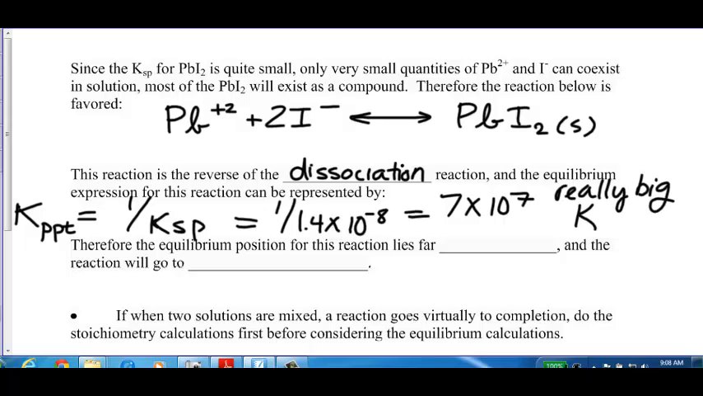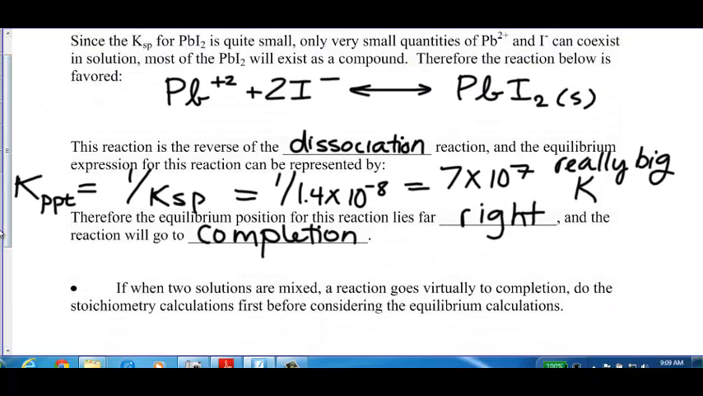In fact, it's so big that we're going to say that this reaction goes to completion. In reality, it does not, but we're going to say that it does. It will ease our calculations. So the equilibrium position of this reaction lies far to the right, and we will assume the reaction will go to completion. So the Pb2+ and the two I minus are going to get together until someone runs out, okay?